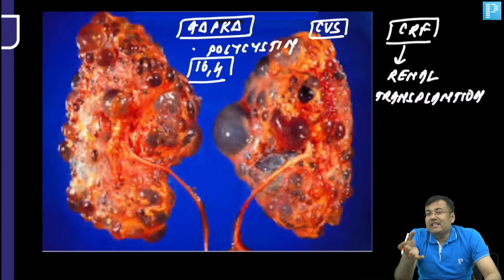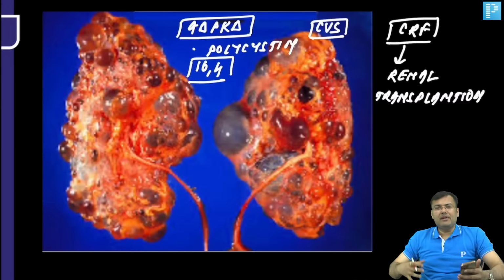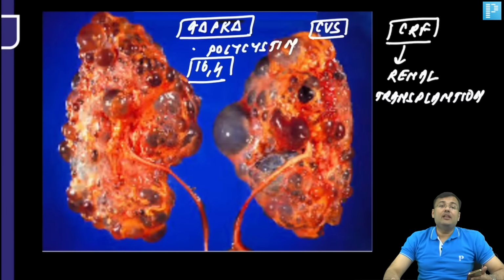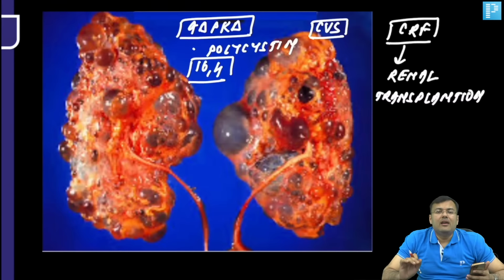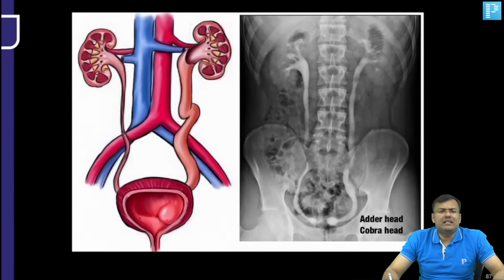And which organ is not having the cyst? Least chances of having the cyst, lung. So, remember, maximum chances of cyst in the liver. Polycystic liver disease, cysts are never seen in lungs. This is ADPKD.